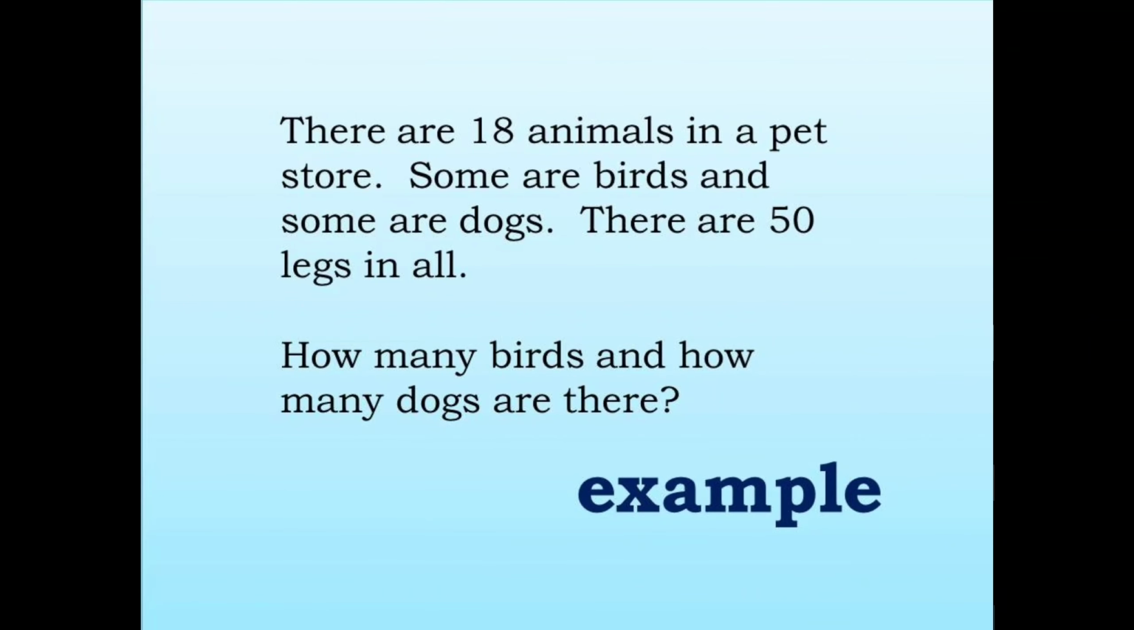Look at the next example. There are 18 animals in a pet store. Some are birds and some are dogs. There are 50 legs in all. How many birds and how many dogs are there?